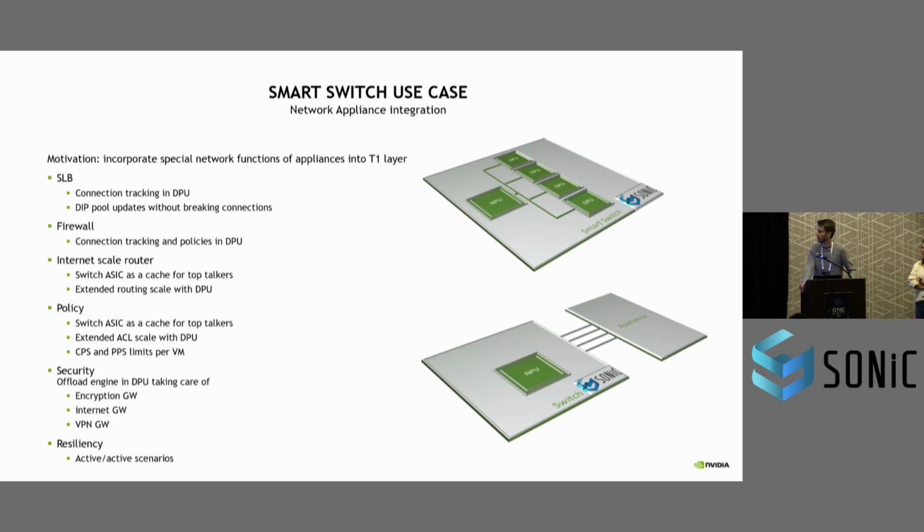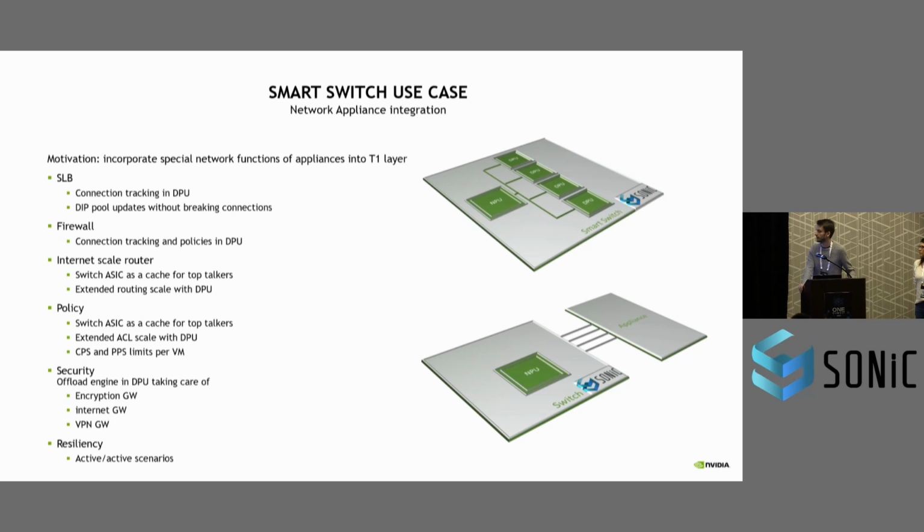Also, on the same subject of connection tracking, we can do stateful ACLs and firewalling, so we can define policies for DPUs that allow VMs to open connections only in one way and monitor all that. Then we can enhance functionality of the switch itself, providing capabilities for an internet-scale router at a lower cost, where the switch ASIC can serve as a cache for the top talkers, providing a smaller routing table for most of the bandwidth, and then extended routing scale with the DPU.